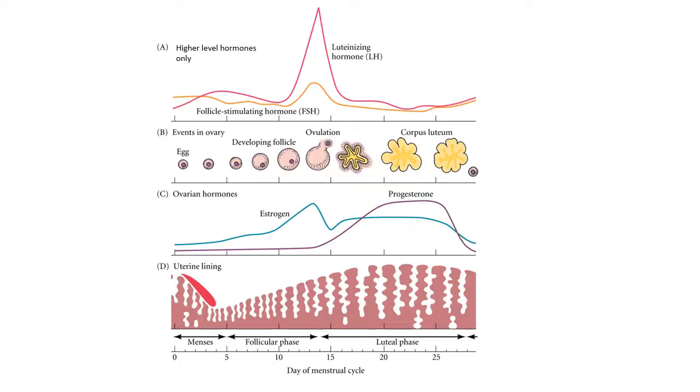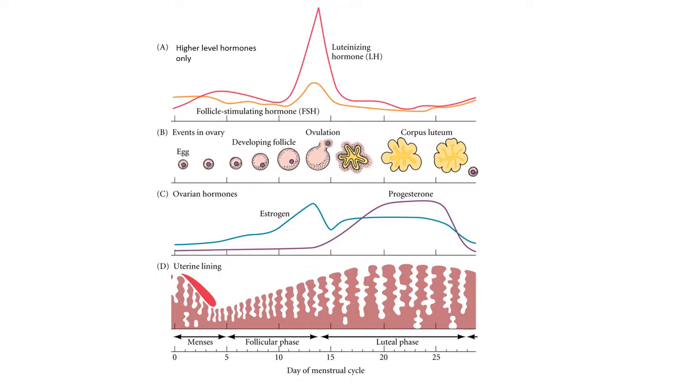Now, you may come across a chart that looks something like this. This has got lots of different things going on. At the very bottom there, you've got the days of the menstrual cycle. You go from 0 up to about 28. Above that, you've got a picture of the uterus lining, which gets thinner and then it gets thicker again. Really, that's a graph. I know it doesn't look like a graph, but it is a graph.